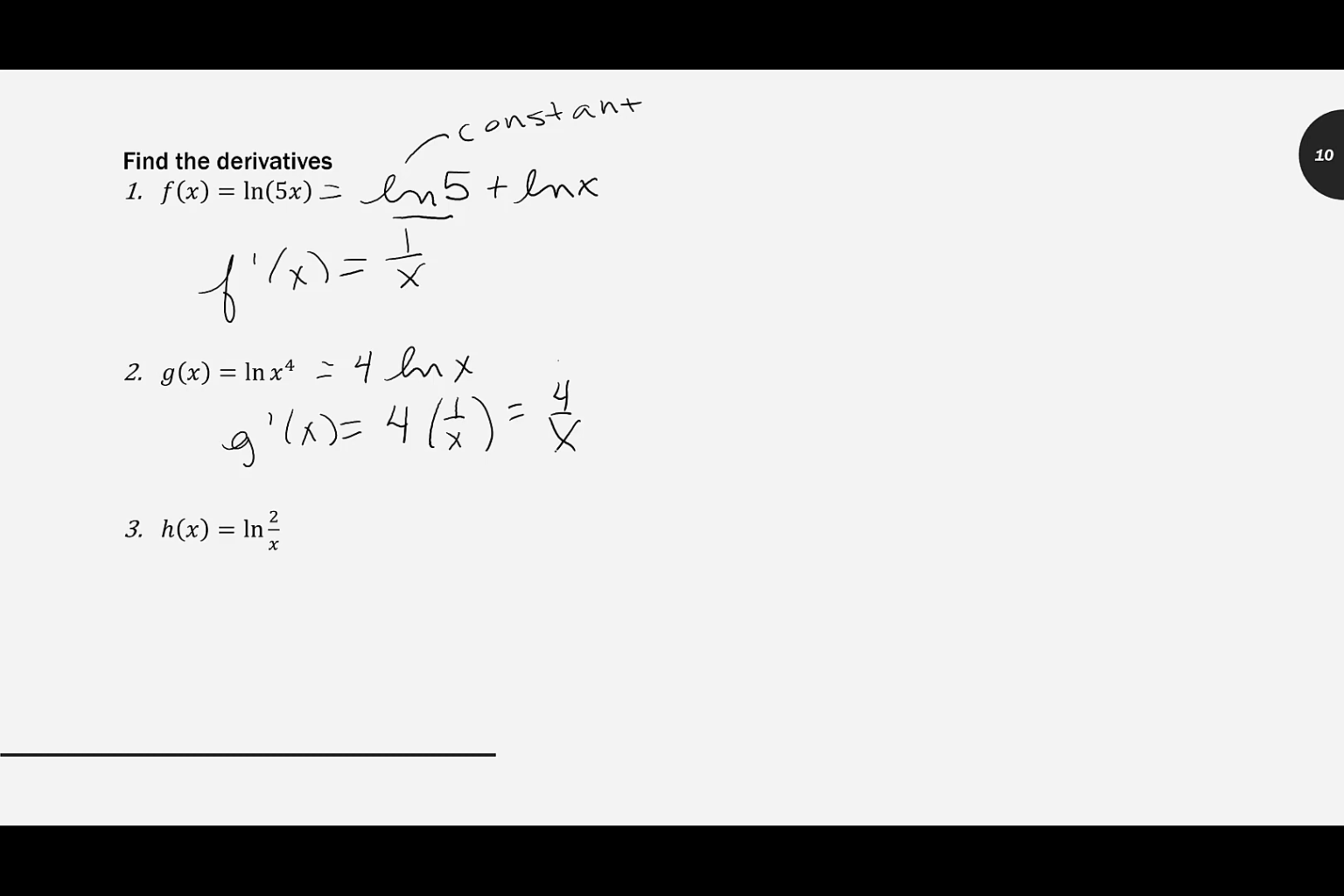H of x says the natural log of 2 over x. Now we talked about when I multiply, I add. When I divide, I subtract. So let's rewrite that as the natural log of 2 minus the natural log of x. Natural log of 2 is a constant. So when I take the derivative, h prime of x, the natural log of 2 is gone. It's 0. I keep the negative sign in front of the natural log. I take the derivative of ln. I get 1 over x. So my derivative is negative 1 over x.